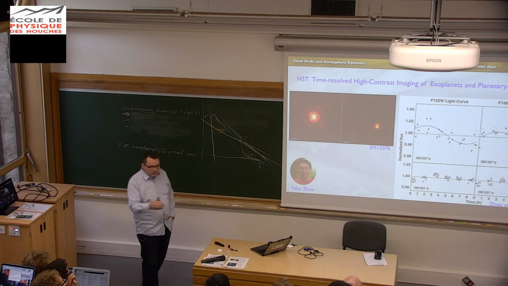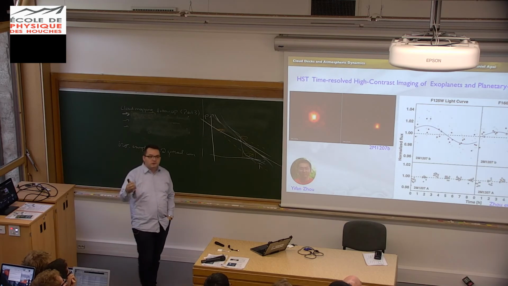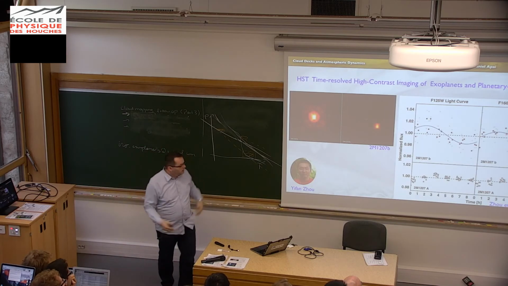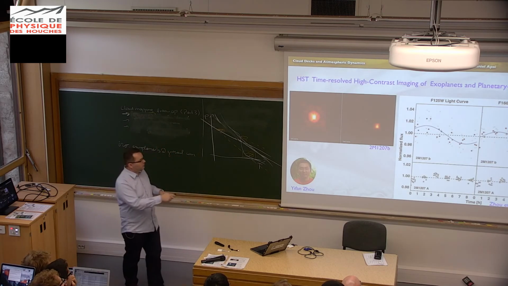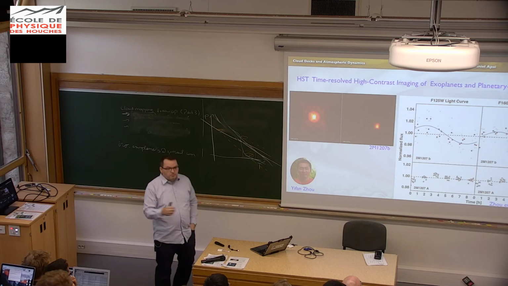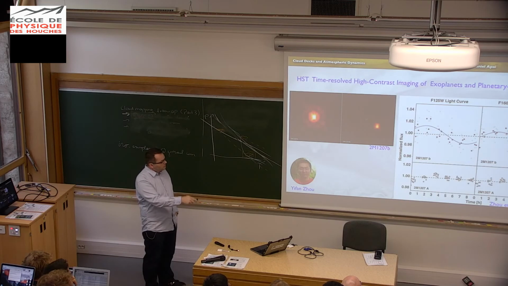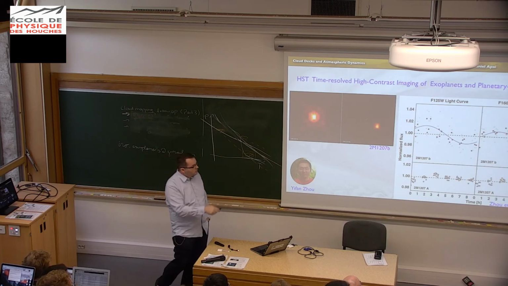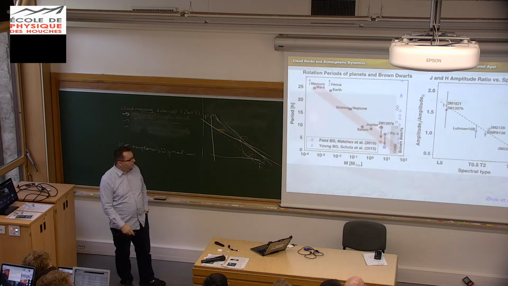In another study, Ifa and Joe, sitting here, observed 2M1207b. So this is the 4 Jupiter mass object that Mikhail also mentioned. We used HST, we rotated HST, and we removed the brown dwarf here. We were not interested in this brown dwarf. We're interested in this planet around the brown dwarf. And we could get sub-percent precision photometry for the companion, and we've shown that this is actually variable. This is simultaneously obtained two-filter photometry.